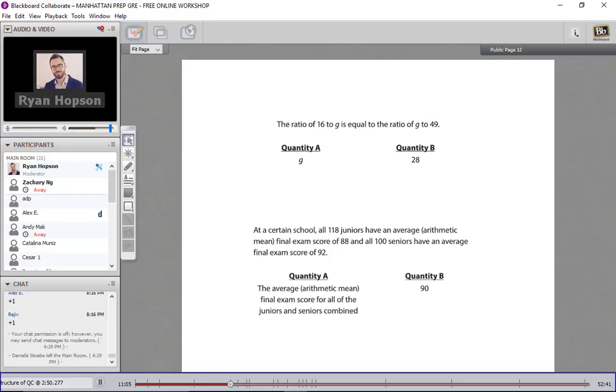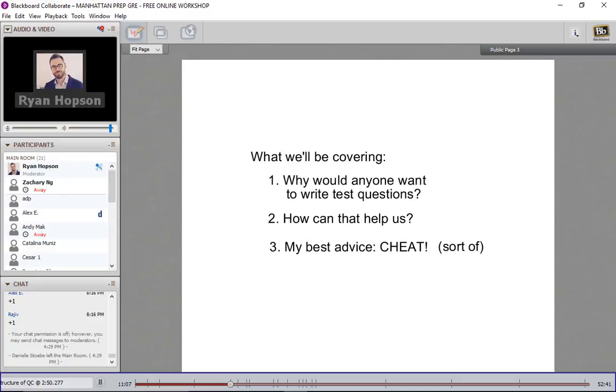Well, I want to talk a little bit first about what we're going to cover here tonight. I want to talk a little bit about the test makers and how understanding what they're trying to do, and to a little bit of an extent the kind of people that they are, can help inform us as to how we can try to solve problems like the ones that we just looked at.